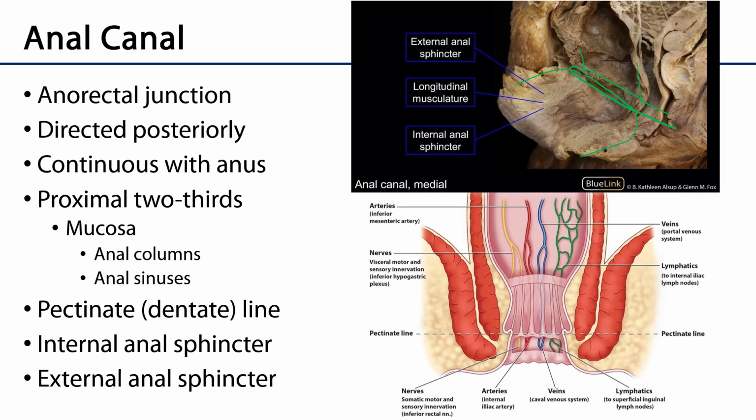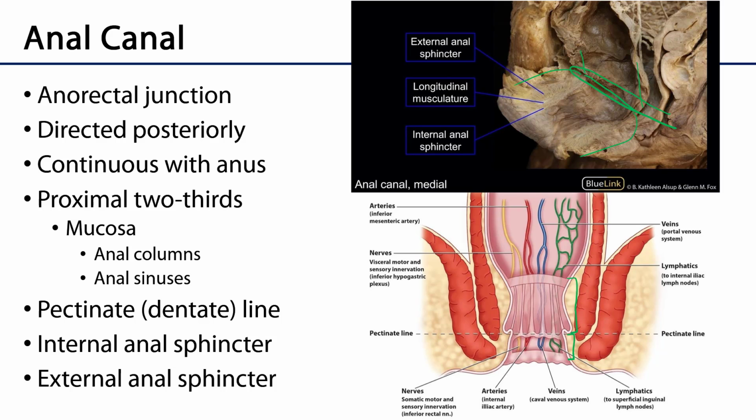It is divided up into a proximal portion, which we call the proximal 2/3 of the anal canal, and then there is a distal 1/3 of the anal canal. These two regions have distinct embryological origins, and so their pattern of blood flow and innervation is going to be distinctly different, and we'll address that on a future slide.